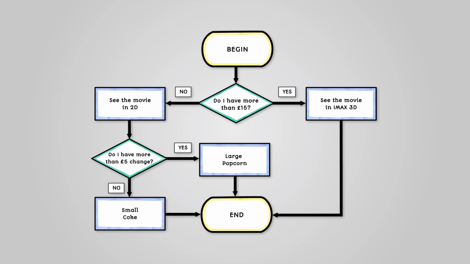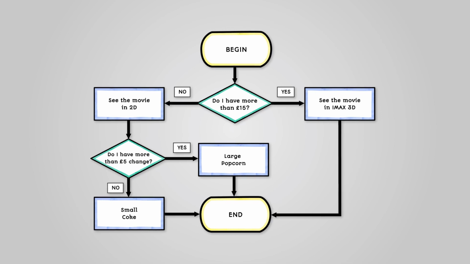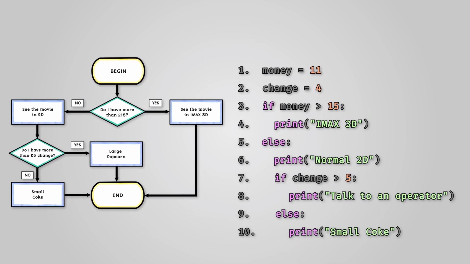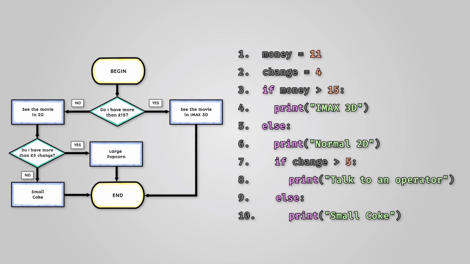As a flowchart, this could look like this. If we were to write this in code, you would need to use an if statement within our if statement. This might look like the following. Notice how the new if statement on line 7 is indented underneath the print statement, and the code on line 8 is indented even further to the right.